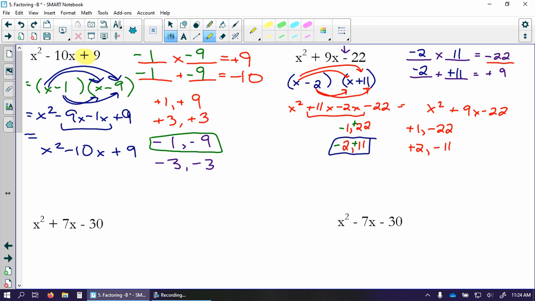So kind of a key is, if there's a positive here at the end, the signs are going to be the same, whether it be negative and negative or positive, positive. If the sign is negative here, the signs have to be different.